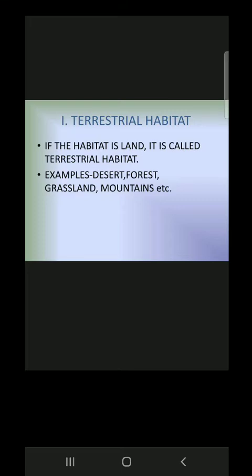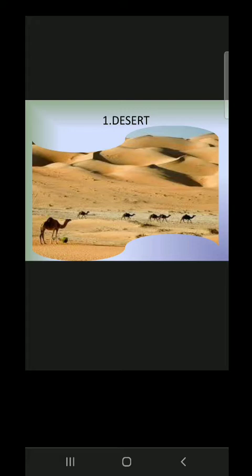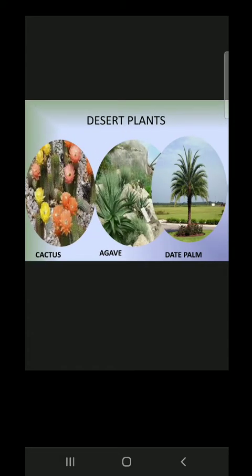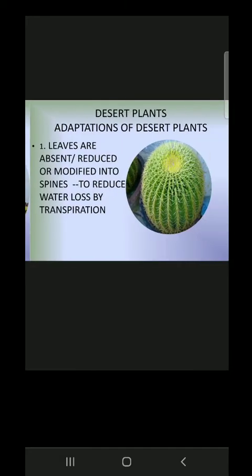Now there are several types of habitat. What are they? First of all, there is terrestrial. If the habitat is land, that type of habitat is known as terrestrial habitat. For example, desert, forest, grassland, mountains, etc. So this is a desert. Of course, this is a desert habitat. In this type of habitat we can find cactus, agave and date palm, these kinds of trees.